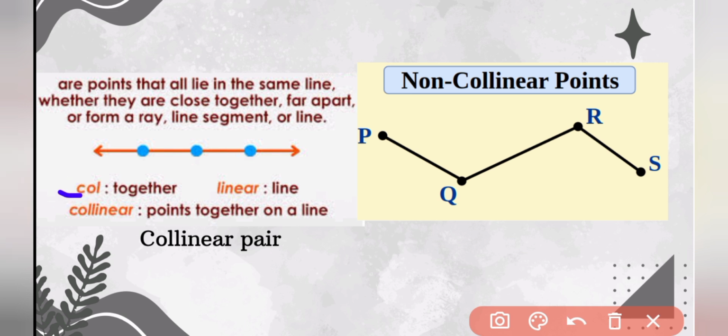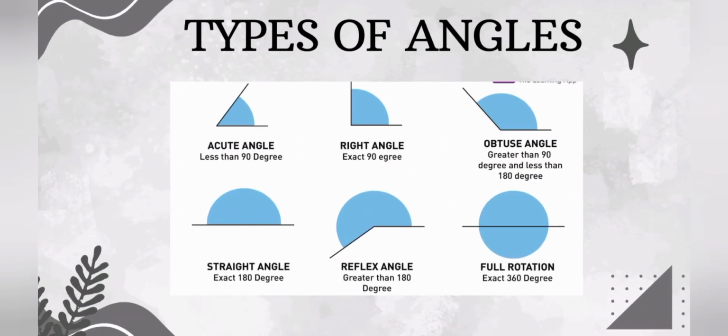So when the points are in a straight line, whether on a ray or a segment, they are called a collinear pair. Then we have a non-collinear pair, when the points are not in a line, or they are haphazard, unplanned. Then let us learn about types of angles briefly.